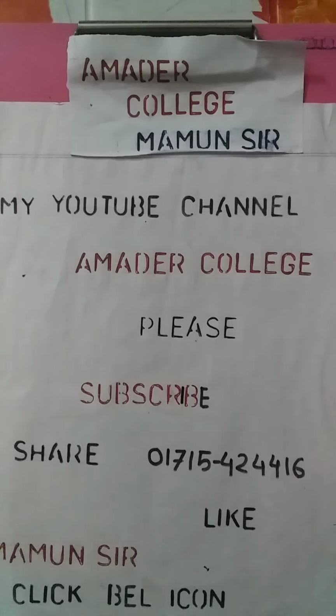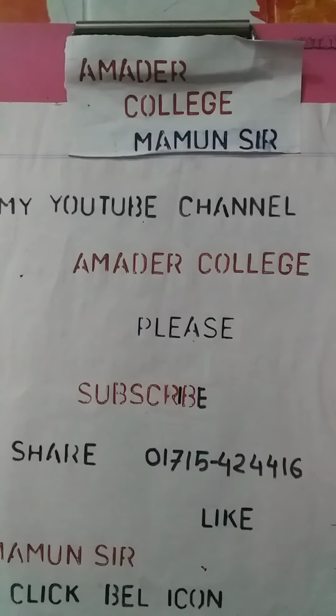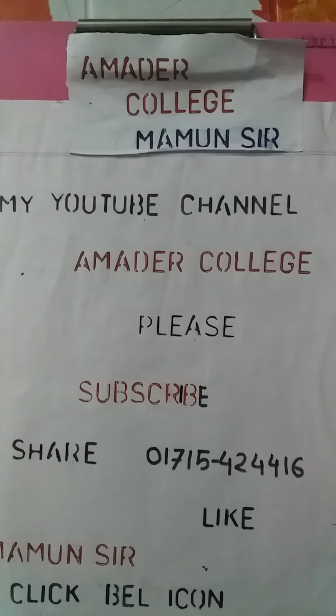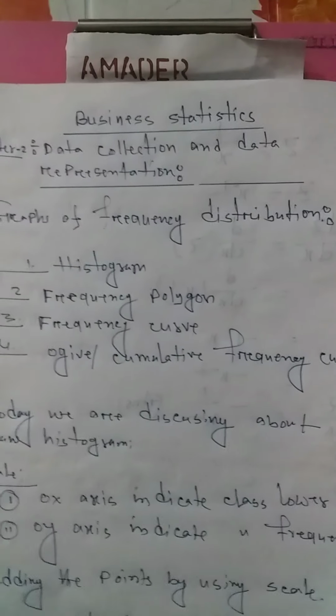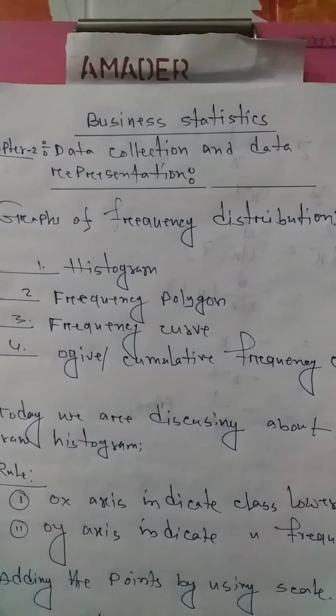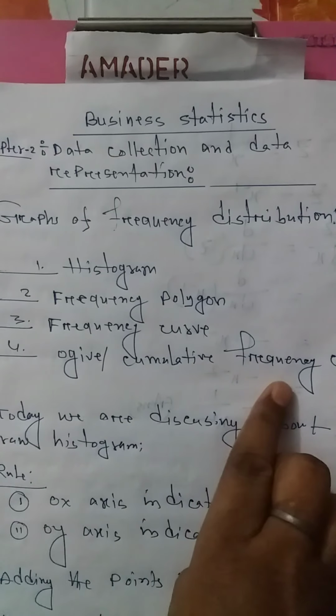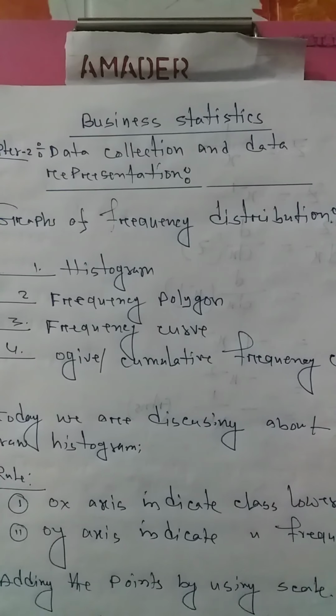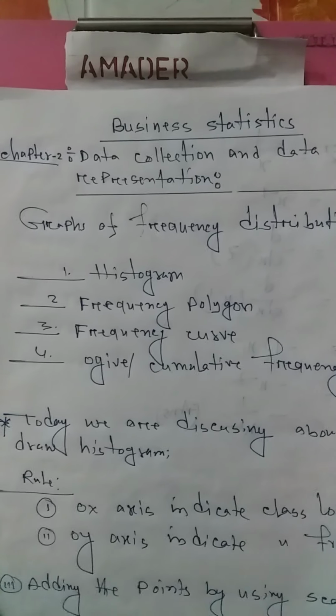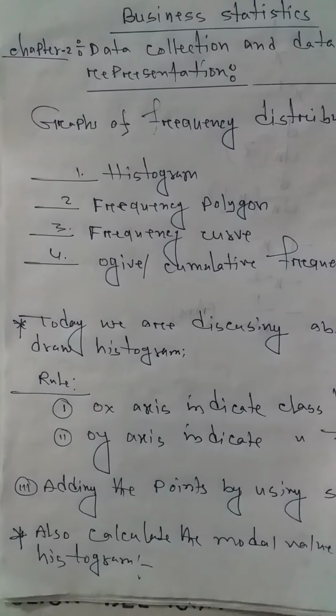Dear student, today we are discussing business statistics, chapter 2, data collection and data representation. Our topic is graphs of frequency distributions. Graphs of frequency distribution are of four types: histogram, frequency polygon, frequency curve, and cumulative frequency curve. Today we are discussing the histogram.